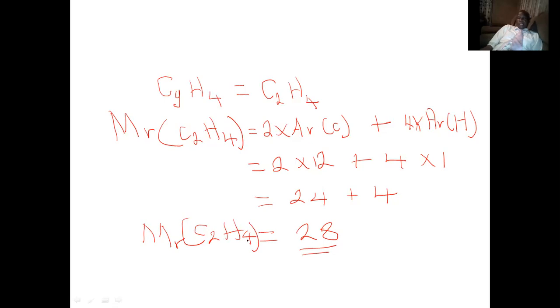Okay, so I thought today we can look at how we can use the mole concept to solve a few problems.